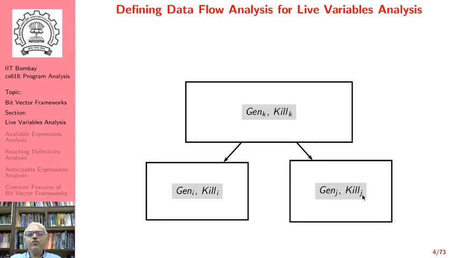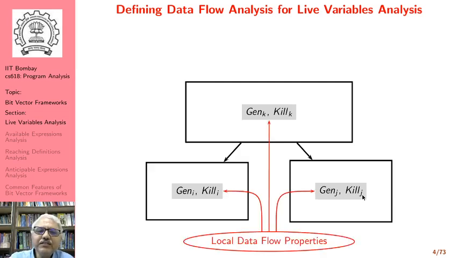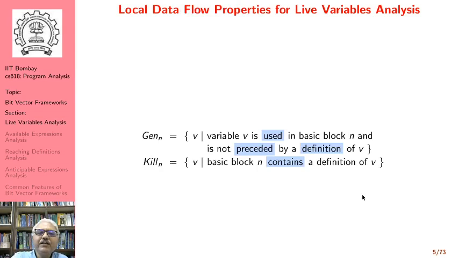Since we have the local effect of a statement, in order to compute the variables that are live, we need to relate the local effect of the statements across different statements. So these are called local data flow properties. We additionally define what are called global data flow properties, but before we look into that, let's look at the definition of gen. The set gen is defined as follows.